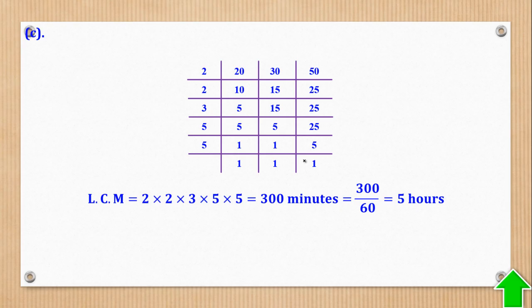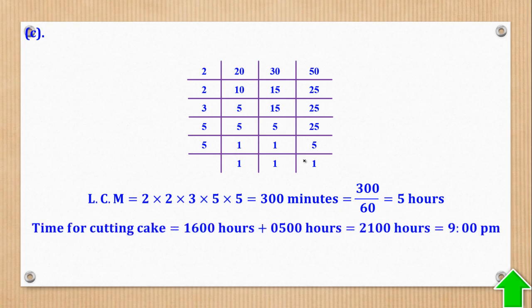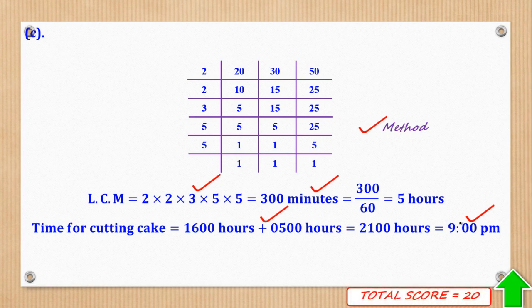So we shall remember the start of the party, then we add on the 5 hours. So 16, now here I'm using 24-hour clock, which gives you 2100 hours. And in 12-hour clock, 2100 is the same as 9 p.m. So that's how you could get a score of 20.